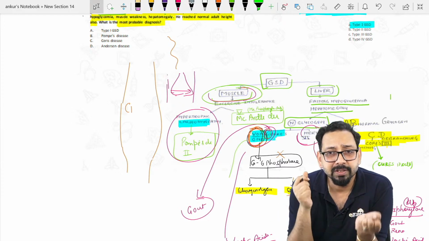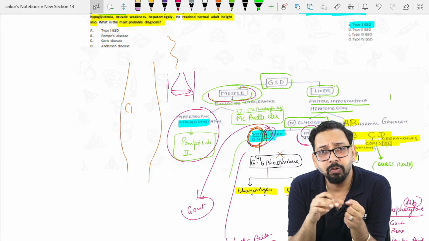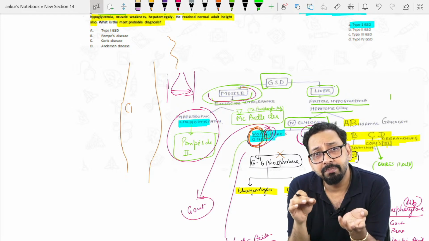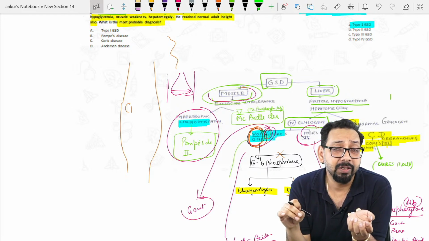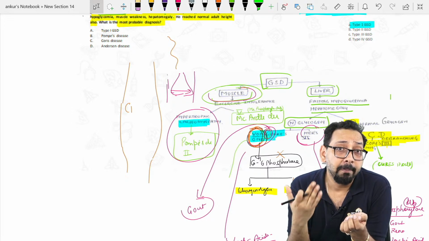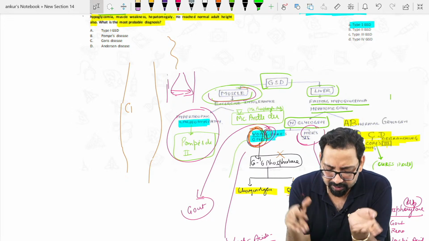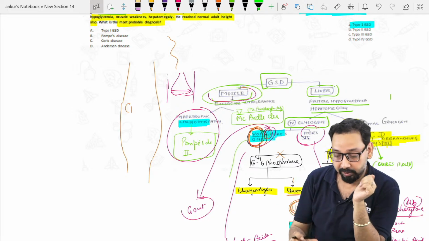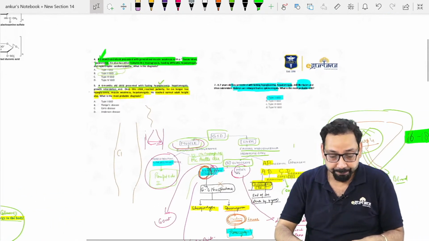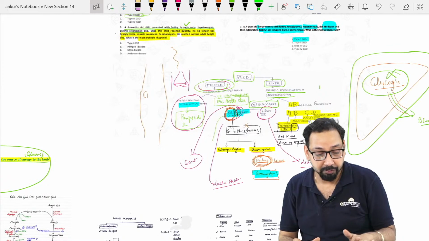When you do exercise, even then after that there would be rhabdomyolysis. Myoglobin will be excreted in urine, that will lead to burgundy color of urine. So these are the symptoms of McArdle disease. Got the point? So this is about glycogen storage disease in short.